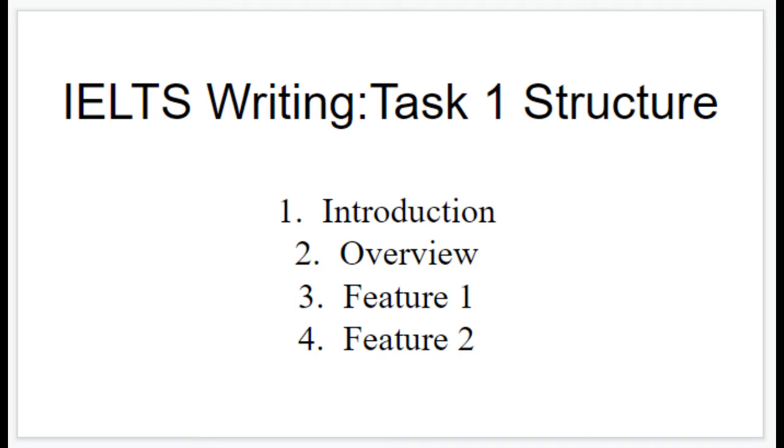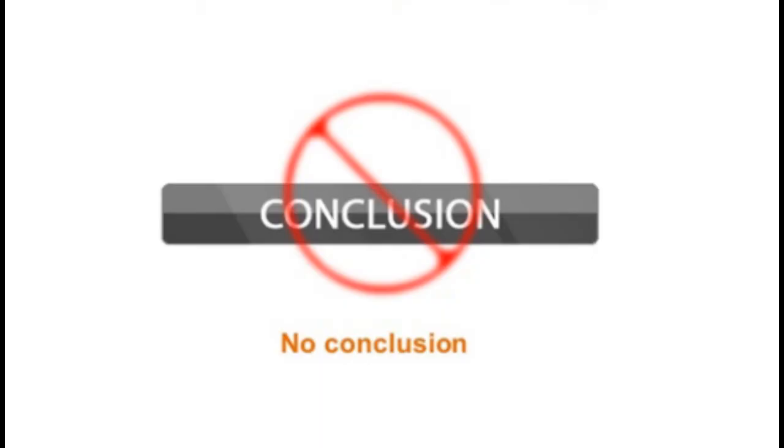The third and the fourth paragraph will be your feature paragraphs, in which you will explain the graph in detail using numbers and statistics. Please note that your personal opinion is not required in writing task part 1, and hence no conclusion should be there. So in the last, you should not include any conclusions.